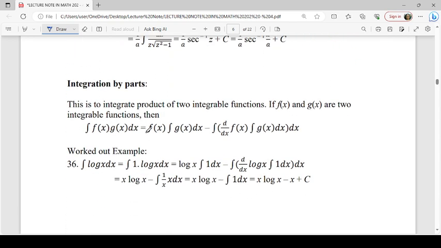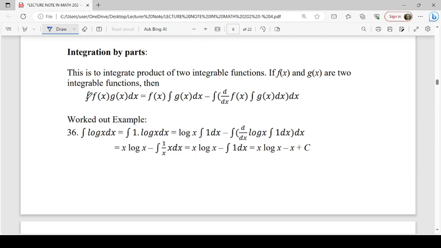Then this is integration by parts. This is a formula: integration of f(x) g(x) dx. So this thing we need to apply. So integration of log x, we don't have any standard formula for this. So this log x we write as 1 into log x. So this is a product of two functions. We take one function as 1, and the other function as log x.